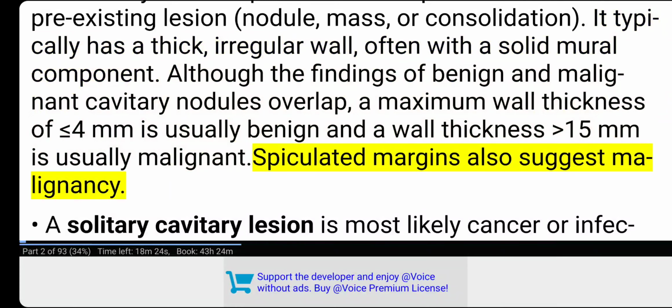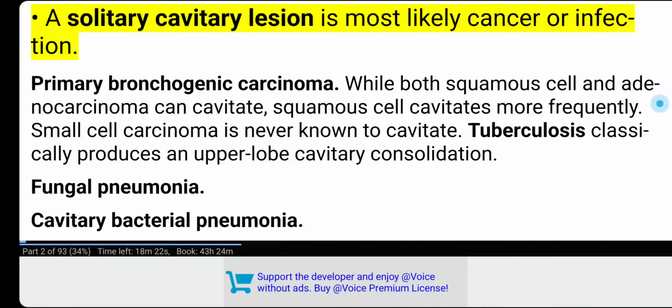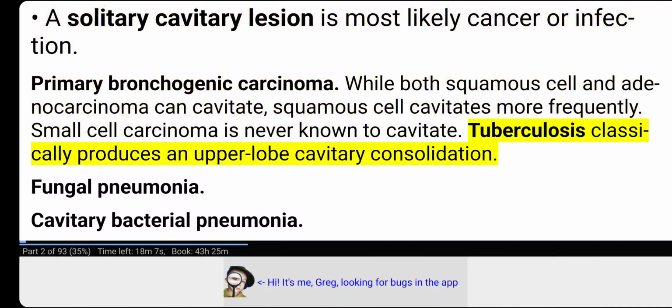Spiculated margins also suggest malignancy. A solitary cavitary lesion is most likely cancer or infection. Primary bronchogenic carcinoma. While both squamous cell and adenocarcinoma can cavitate, squamous cell cavitates more frequently. Small cell carcinoma is never known to cavitate. Tuberculosis classically produces an upper lobe cavitary consolidation. Fungal pneumonia. Cavitary bacterial pneumonia.